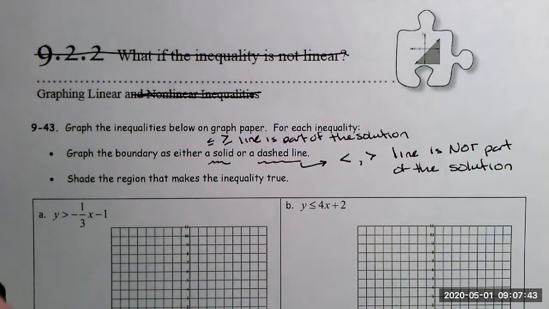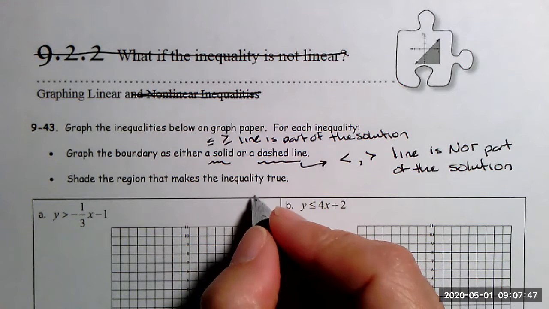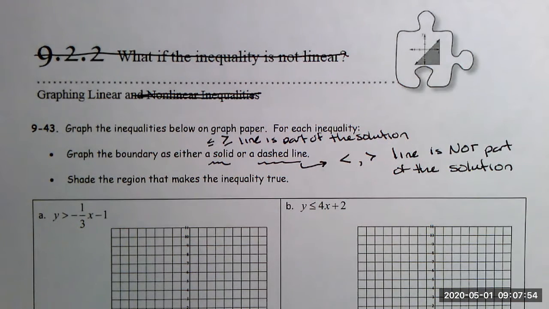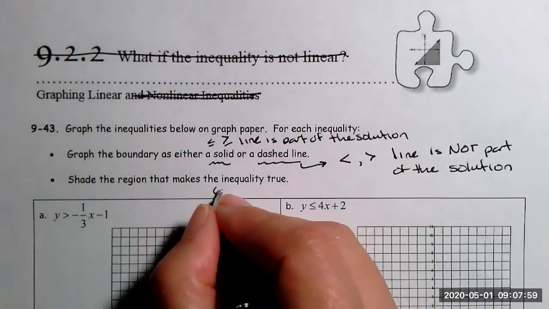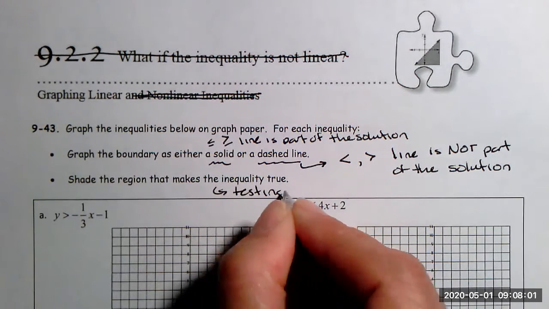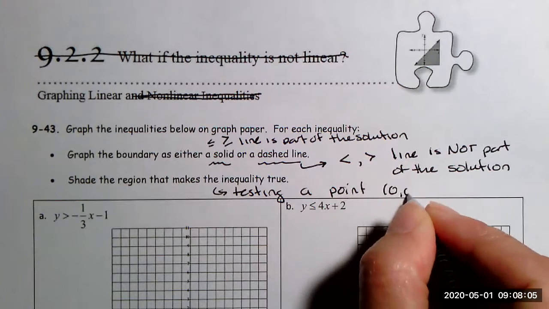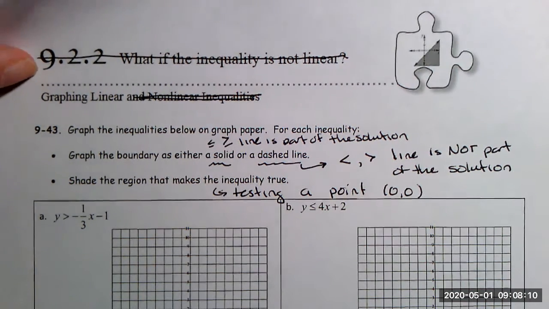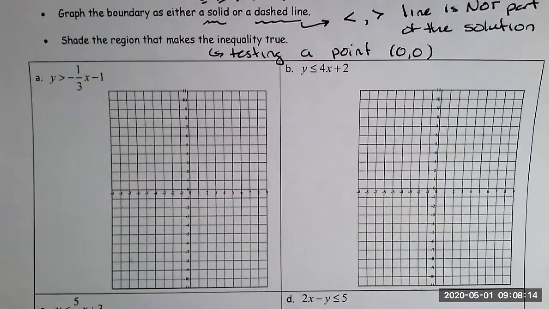And then, as always, we test a point to determine if the point that we test is true or false. If it's true, we shade that side. If it's false, we shade the other side. That's why it says shade the region that makes the inequality true, and we do this by testing a point. The point that we tend to like to test is 0, 0. The only rule is you can't test a point that is on your line. There'll be problems with that, but so far we haven't run into that situation yet.